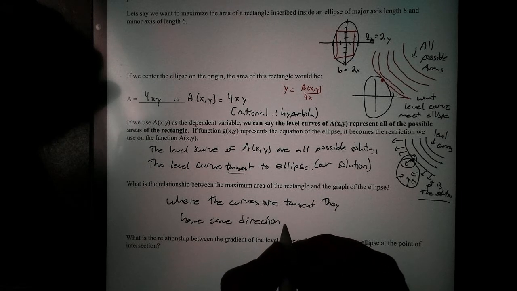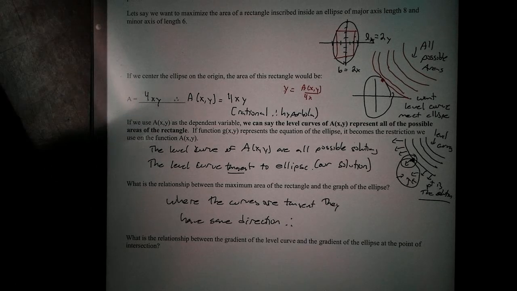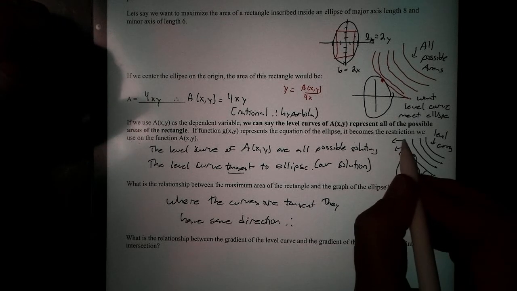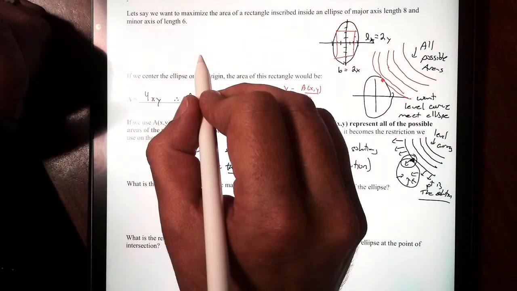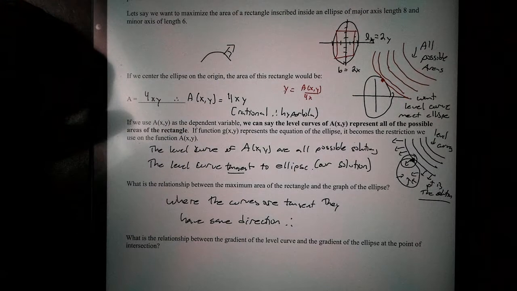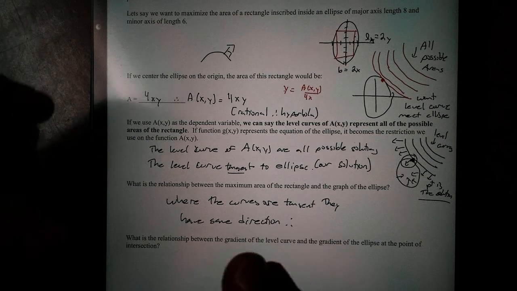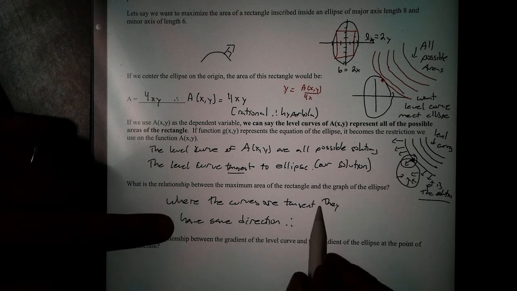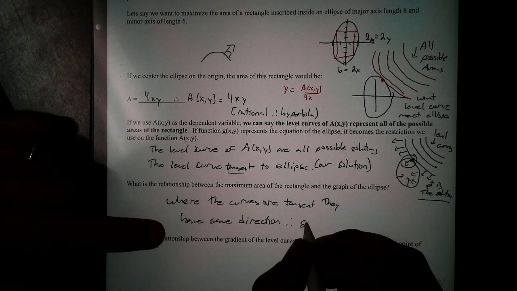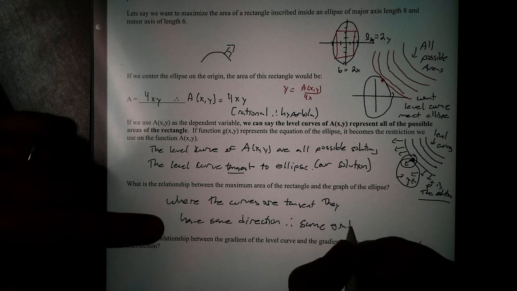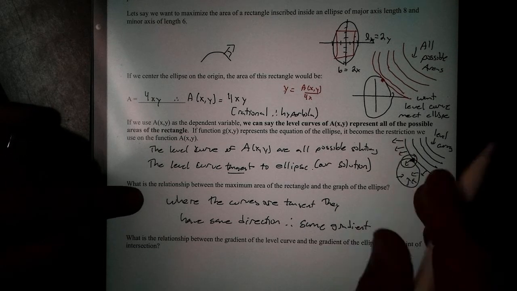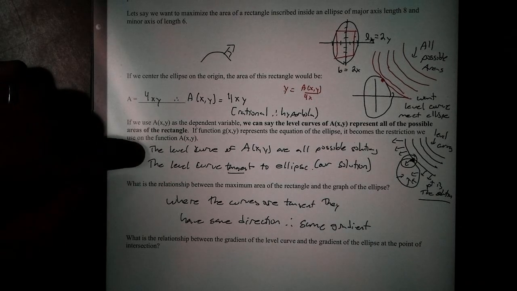Now, let's think about it in terms of the calculus. What finds the quickest way off a level curve? We talked about this. If I have some level curve, the fastest way off of it is going to be perpendicular. We call that the gradient. So where the level curves are tangent, they have the same direction. In other words, they have the same gradient. And that is what we're going to use to solve our optimization problems.